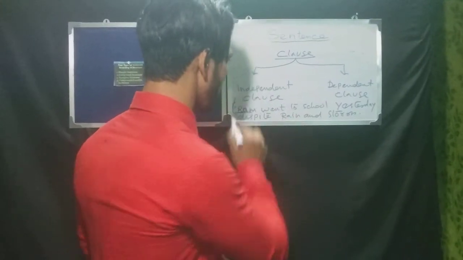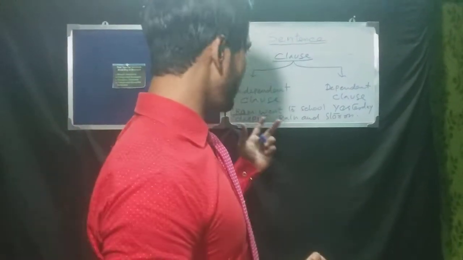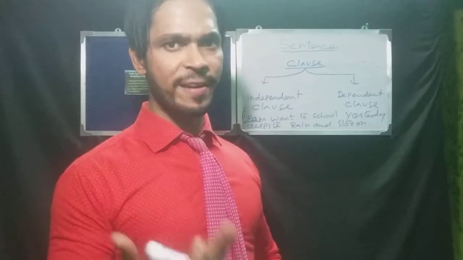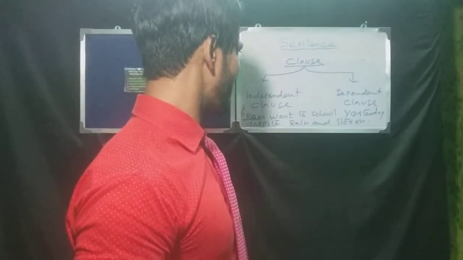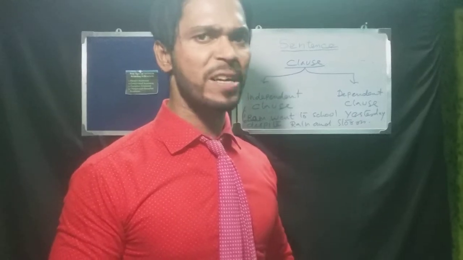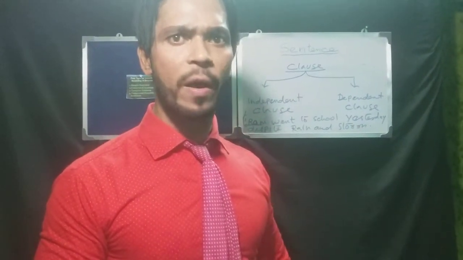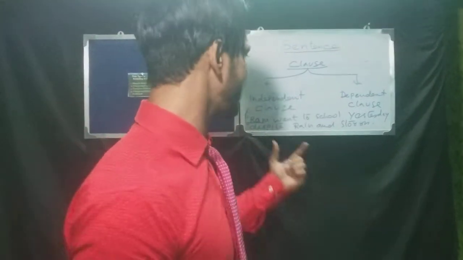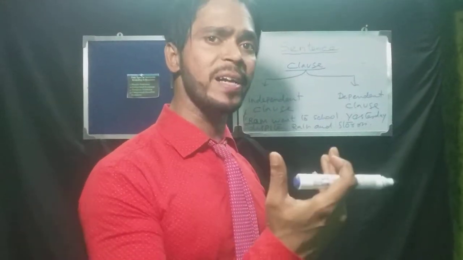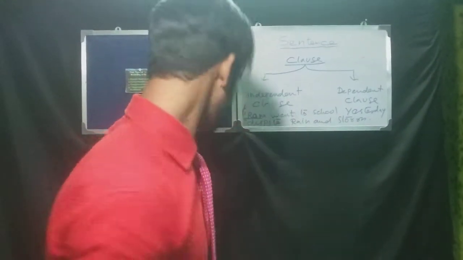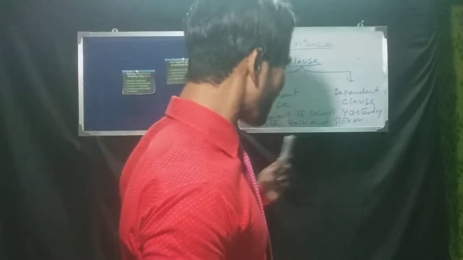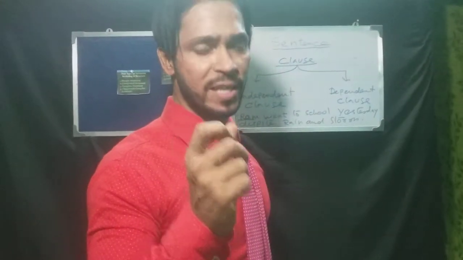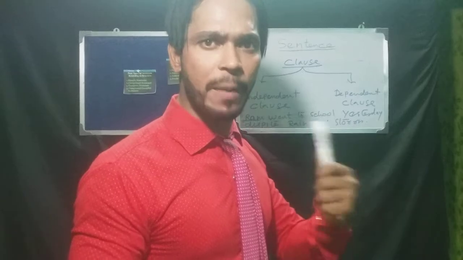Now let's see this one. Ram went to school yesterday. It is making sense of its own. It is making a meaning of its own, right? This sentence can stand alone. But look at the other part of the sentence. Despite rain and storm, it doesn't make sense of its own. It doesn't make a meaning of its own. It depends on the first sentence. It depends on Ram went to school yesterday despite rain and storm. So here, despite rain and storm is a dependent clause, and Ram went to school yesterday is an independent clause.